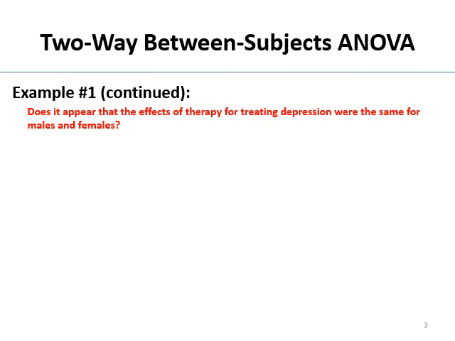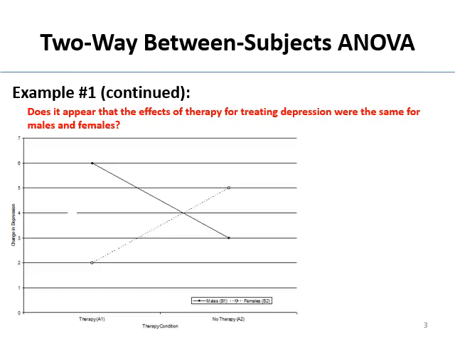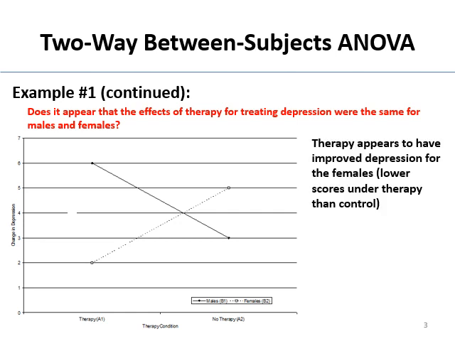So does it appear that the effects of therapy for treating depression were the same for males and females in this hypothetical study? So there's your data right there. You've got your lines. The solid line is males. The dotted line is females. The left set of dots is those who got therapy. The right set of dots are those who did not get therapy. And note that the lines cross.